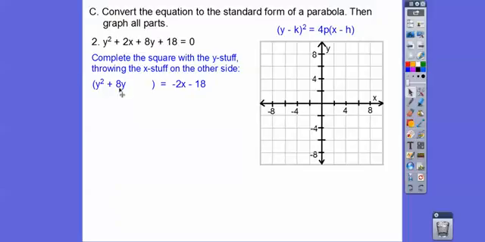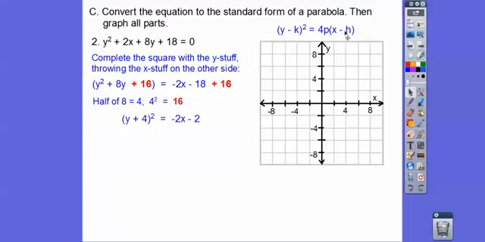Okay, half of 8 is 4. 4 squared is 16, so we'll add 16 to both sides, okay? And then this factors to y plus 4 squared on this side, and over here we get negative 2x minus 2.